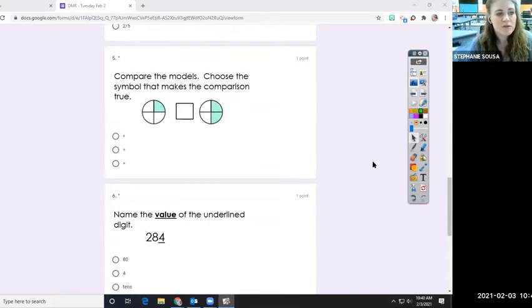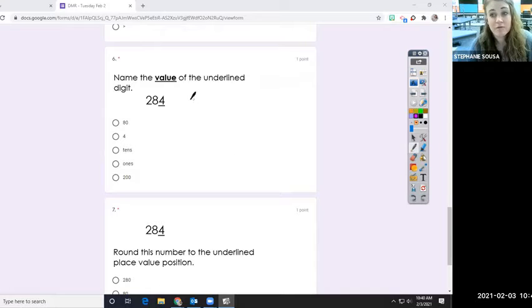Compare the models. Choose the symbol that makes the comparison true. You guys did great on this one. Your comparison symbol was the less than because 1/4 is less than 2/4. Okay? So it should have gone that way to eat the 2/4. Nice job on that one. Y'all did good on this one too.